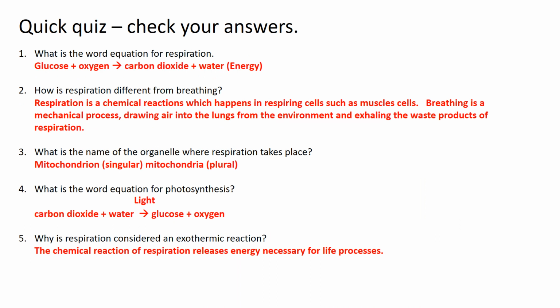So, number 1. What is the word equation? Glucose plus oxygen. Doesn't matter which way round, you have those reactants. Gives me CO2, water, and energy. Remember, chemical name for energy is ATP.